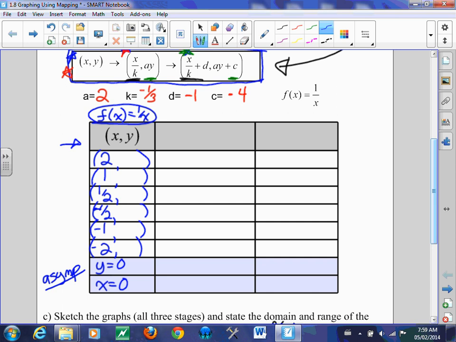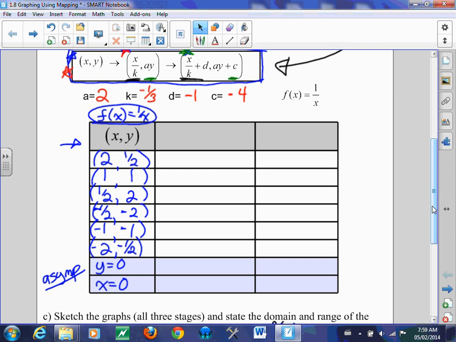So if you sub in an x of 2, you're going to get f of x, or y, to be 1/2. Again, that's just your input and output. If you sub in x equals 1, you're going to get 1. If you sub in x equals 1/2, remember you've got to invert and multiply, you end up with 2. Negative 1/2, you sub in there, you're going to get negative 2. And when you sub in negative 1, you're going to get negative 1, and when you sub in negative 2, you're going to get negative 1/2. Again, come see me if you need help with substitution. All right, that's step 1.